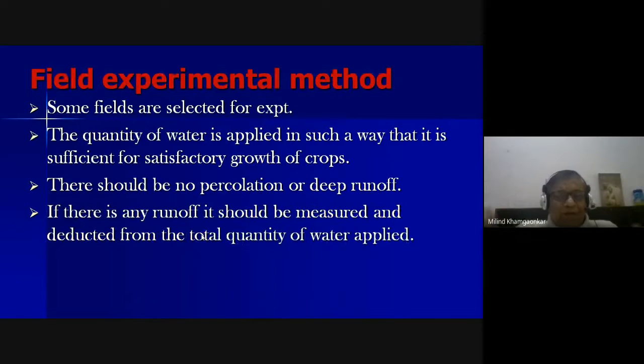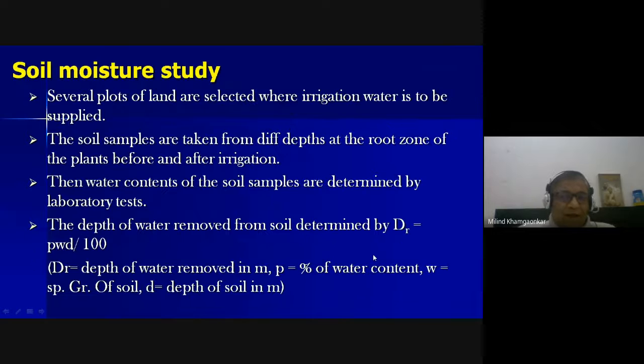So it is a simple method, water budget method, only for academic interest. But we must know field experimental method, जिसको हम simulation करके बोलते हैं, practically करके देखना, हमारा lysimeter method वैसा ही है. Some fields are selected, कुछ हम plot select करते हैं, कुछ समझो 1000 स्क्वायर मीटर का या ऐसा एक स्पेसिफिक, द क्वांटिटी ऑफ वाटर इज अप्लाइड विद द हेल्प ऑफ द स्प्रिंकलर्स एक्सेट्रा, है ना, हमने पहले देखा था सिमुलेशन, अ वे दैट इज सफिशिएंट फॉर सेटिस्फैक्टरी ग्रोथ ऑफ द क्रॉप्स, देयर शुड बी नो परकलेशन और डीप रन ऑफ, इफ देयर इज एनी रन ऑफ इट शुड बी मेजर्ड एंड डिडक्टेड फ्रॉम द टोटल क्वांटिटी ऑफ वाटर अप्लाइड.